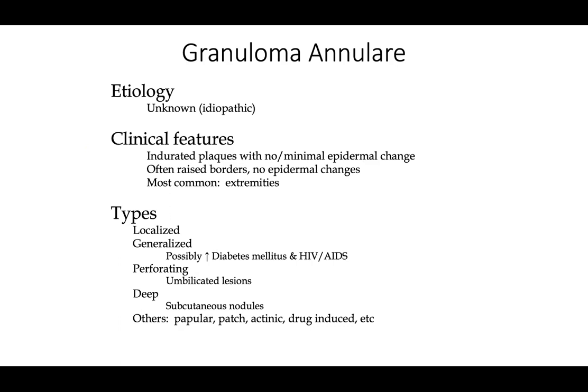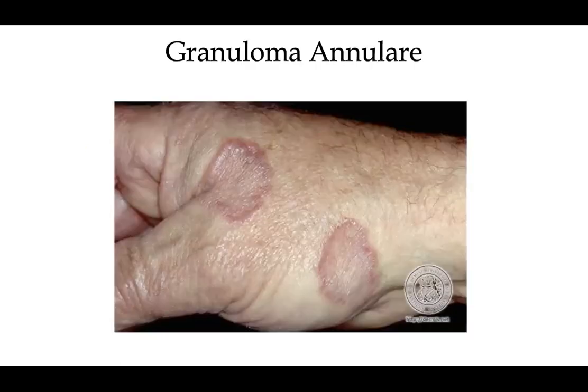Deep GA, obviously it's in a deeper part of the skin, so subcutaneous nodules are often seen. And others such as papular GA, patch GA, actinic GA, drug-induced GA, and many others. A case report for every medical student out there. So here you can see granuloma annulare with the elevated rims. If you look closely, although the epidermis is shiny, it doesn't have much scale.